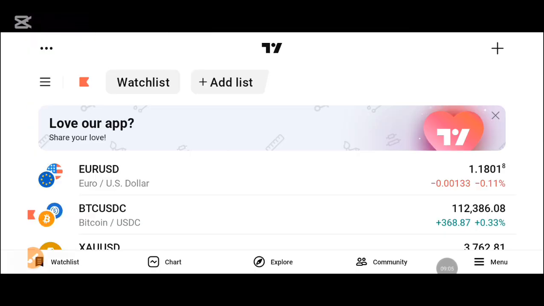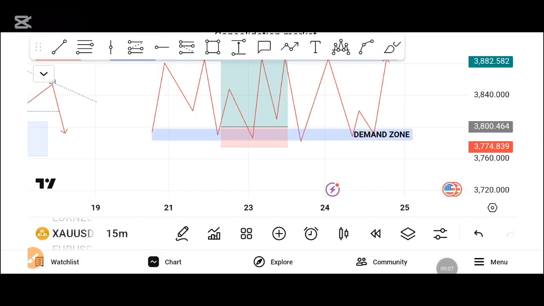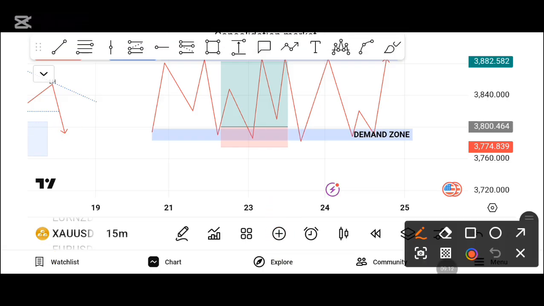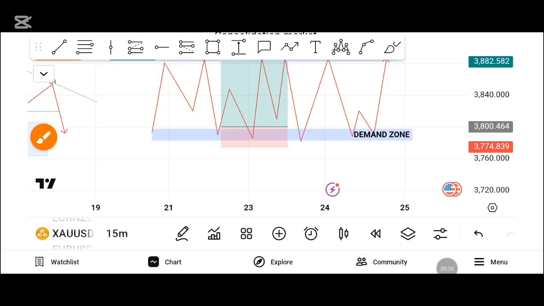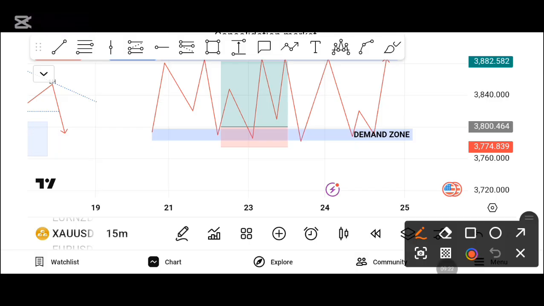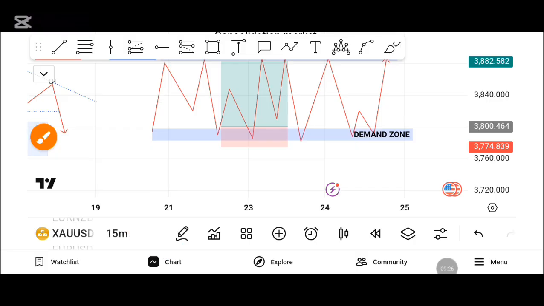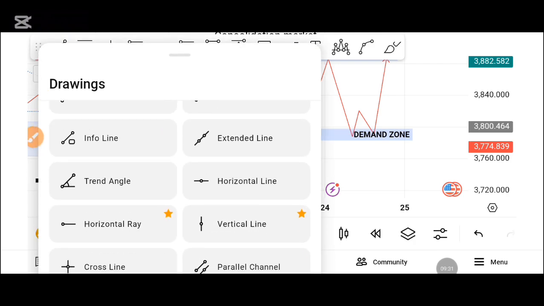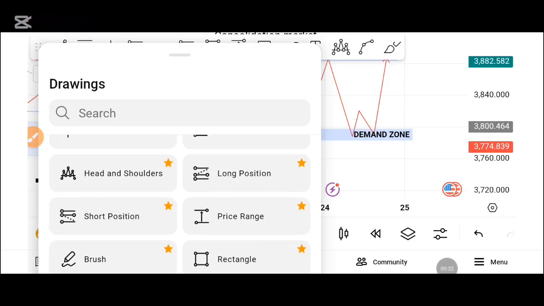You can see that I've already placed my long tool here. This is my long tool and this is my short tool. You can find it on this box here. If you click on this pencil icon, this is where your tools belong. If you want to tap on it, scroll here. This is it. I already added it here.